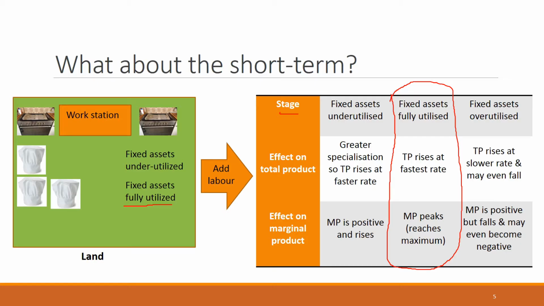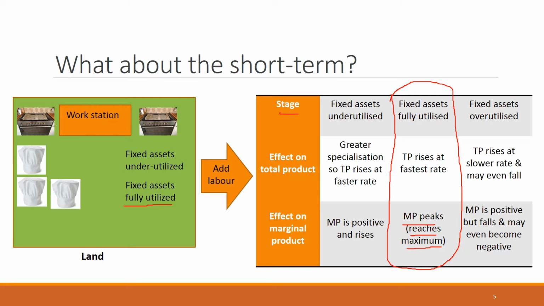What's the impact now on total product when you increase the amount of variable factors? Well, the marginal product will actually get to its peak, where you can't increase the output at a faster rate. You can't increase the output at a faster rate because you've got to the effectively maximum productivity. Total product will continue to rise, but because the fixed factors are fully utilized now, adding more labor will get to the maximum value of marginal product.